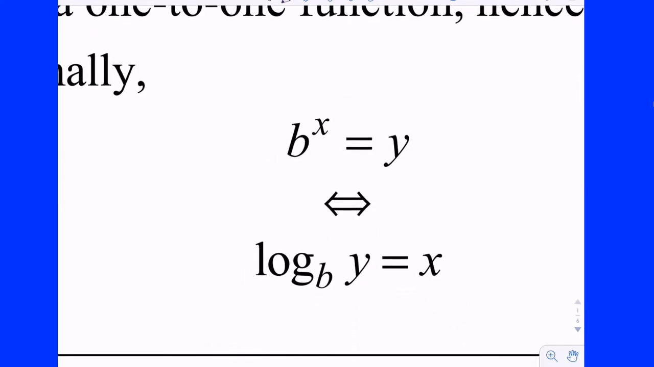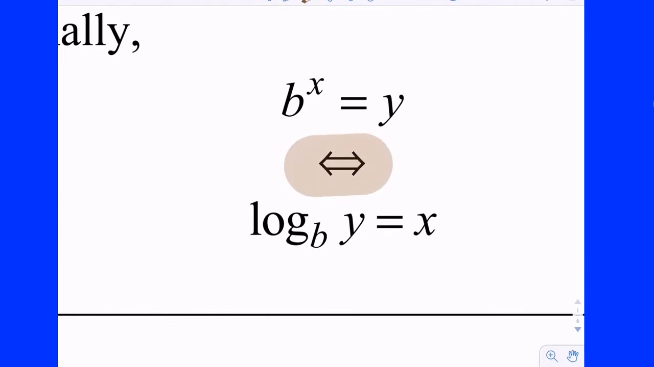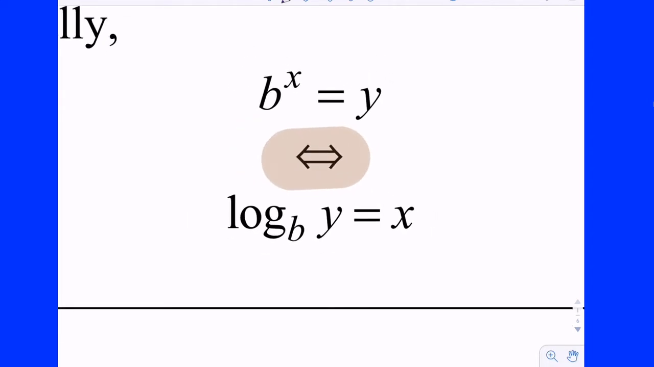So b to the x equals y if and only if, that's how we read the double-headed arrow, log base b of y equals x. It's bidirectional. So if we start with the bottom, log base b of y equaling x, that's true if and only if b to the x equals y. So you can convert, if you want, from one form to the other. This b here and this b here, they're the same base, exactly the same base.